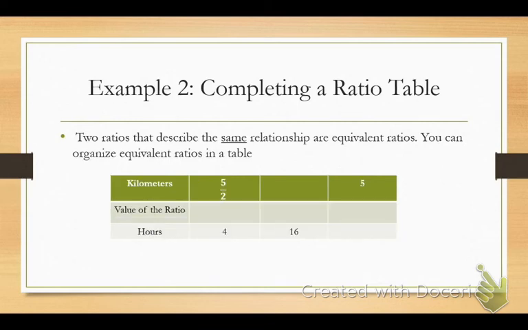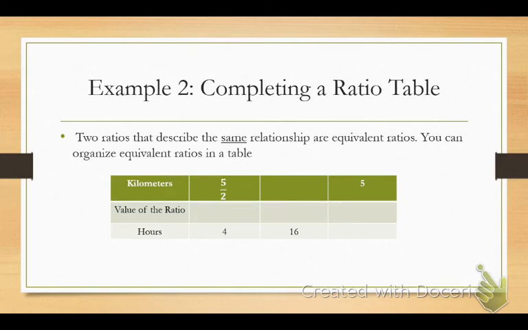It's smaller. It's only 3. Okay, remember, two ratios that describe the same relationship are equivalent, so that's what we're doing here. Find the value, fill in the rest, and write the equivalent ratios. All right, so now we're getting a little quicker at solving these.